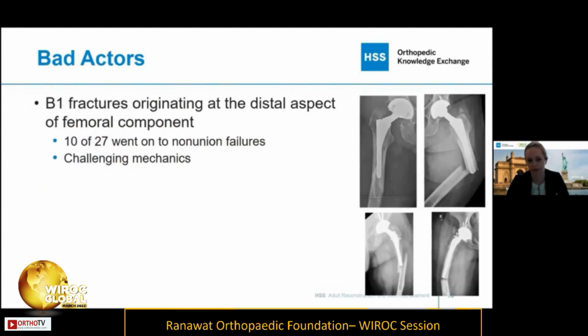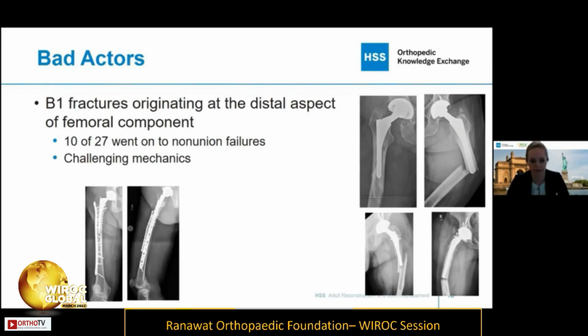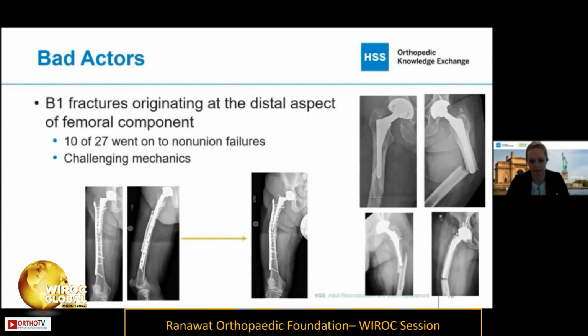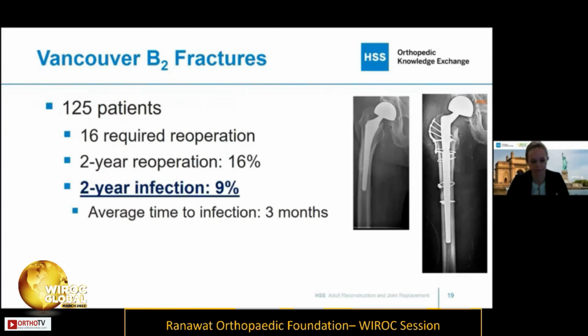The ones that occur at the tip of the stem are really the bad actors. These are the ones that some people would call a C. I call that a B1 because it's so much involved with the stem. Really challenging mechanics and a high non-union rate. Overcoming that varus is incredibly important. You can see even dual plating at times is not the solution.